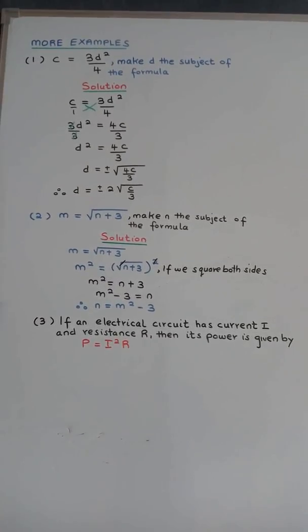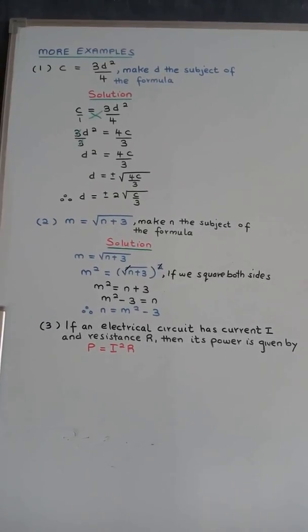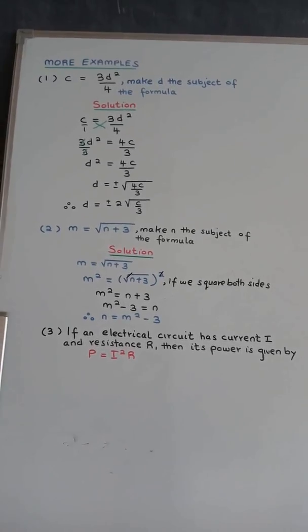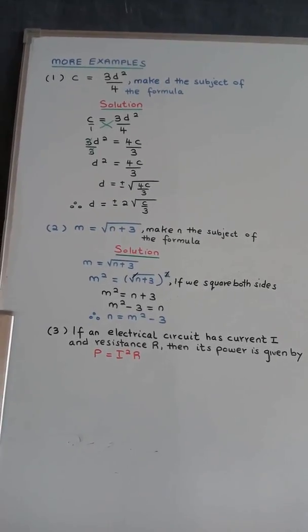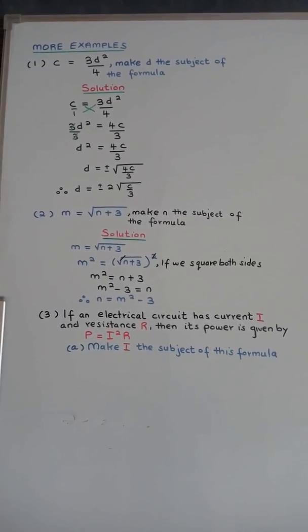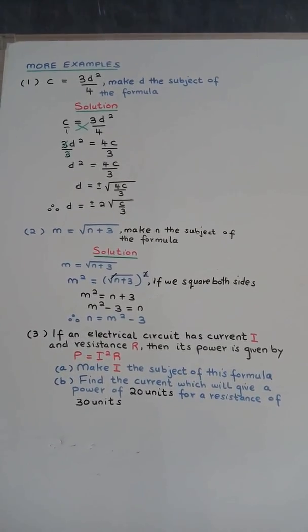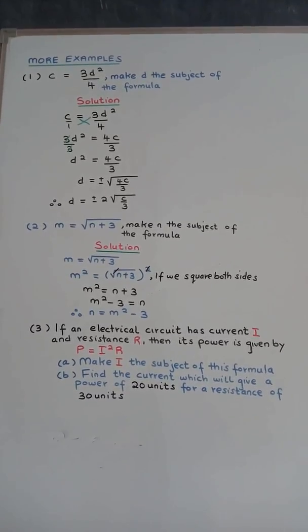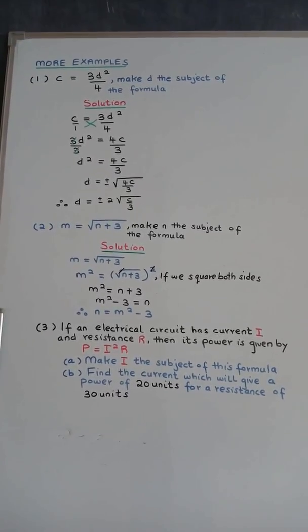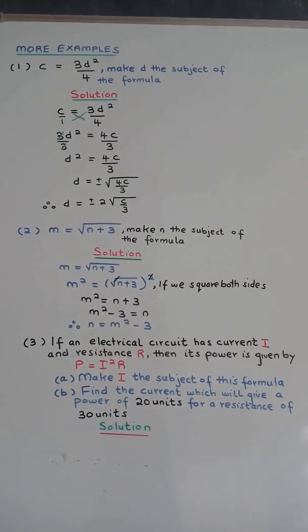Number 3. If an electrical circuit has current I and resistance R, then its power is given by P is equal to I squared R. A. Make I the subject of this formula. B. Find the current which will give a power of 20 units for a resistance of 30 units. Solution.